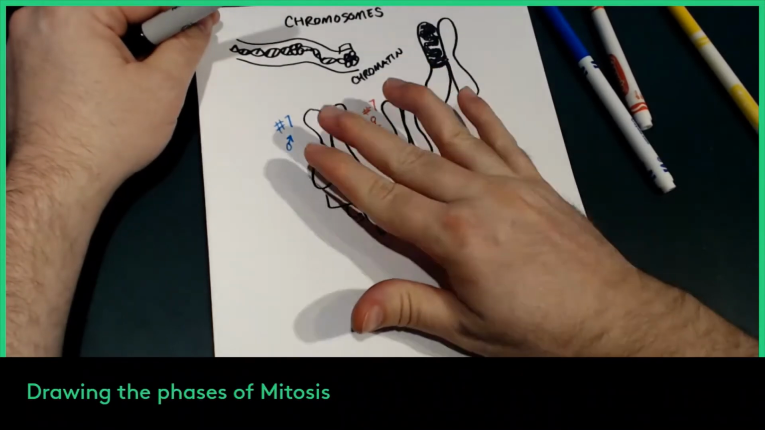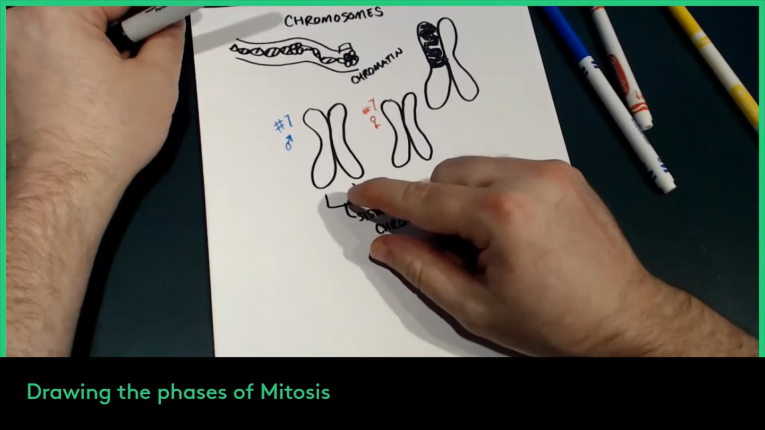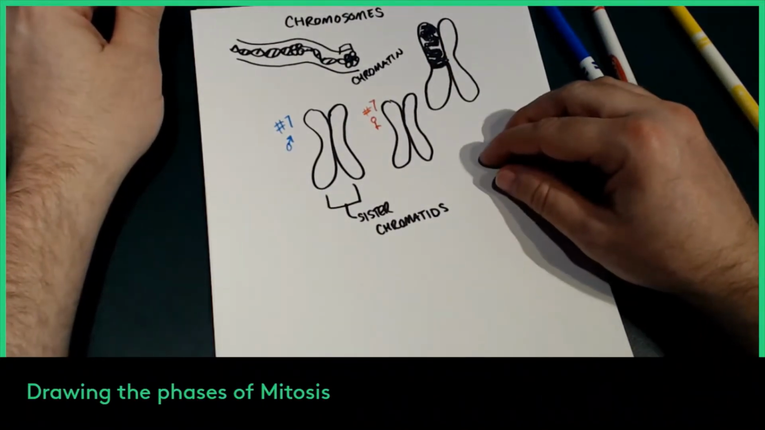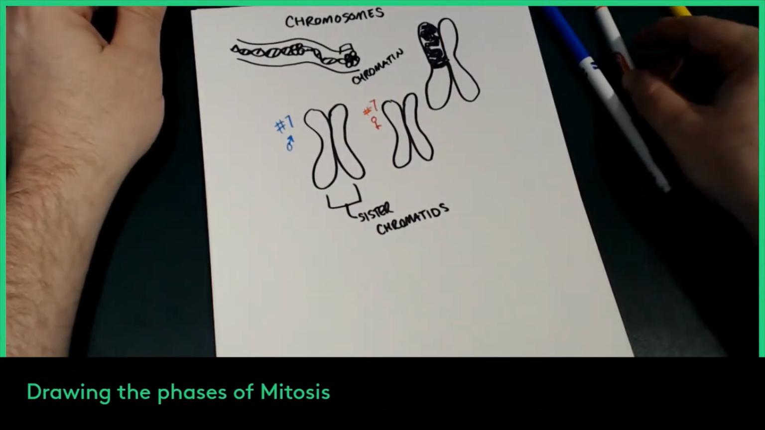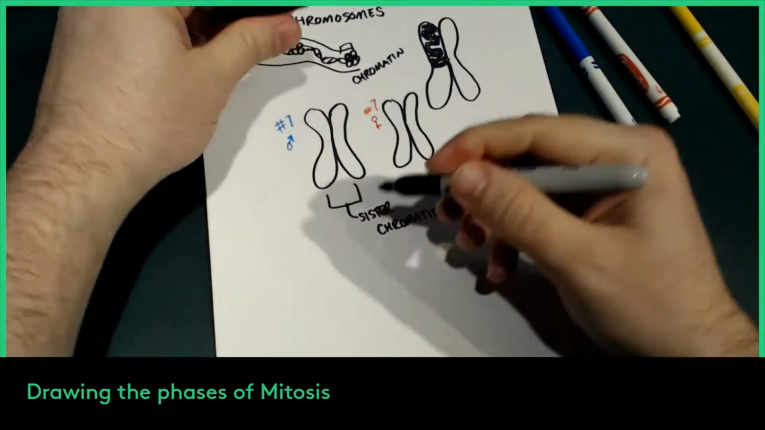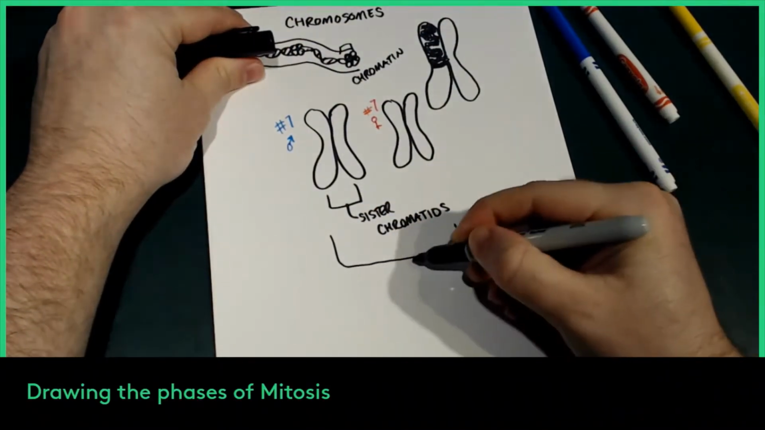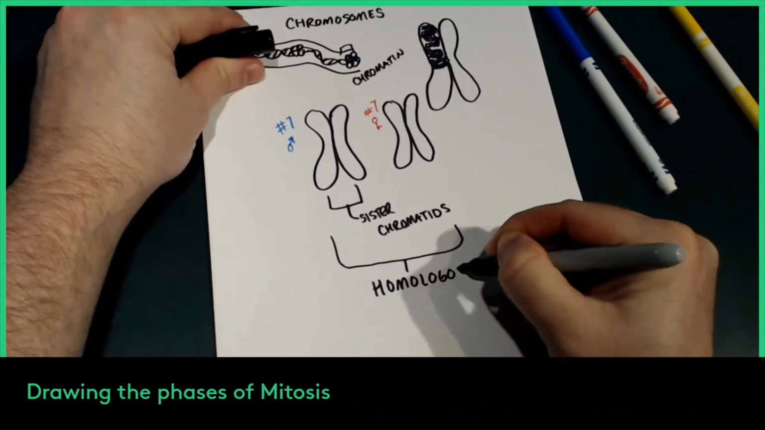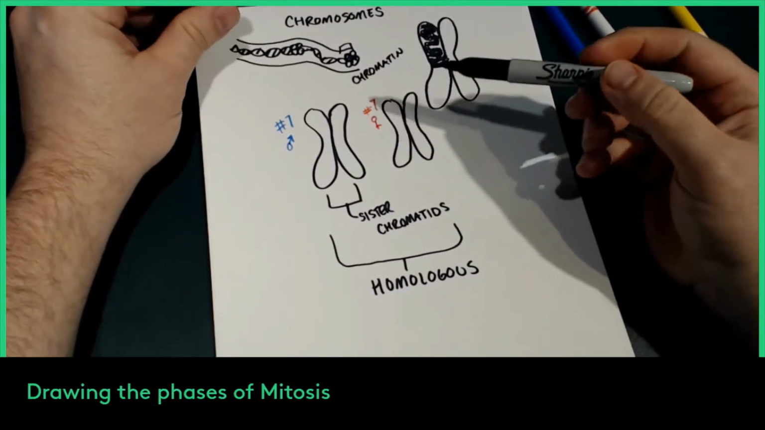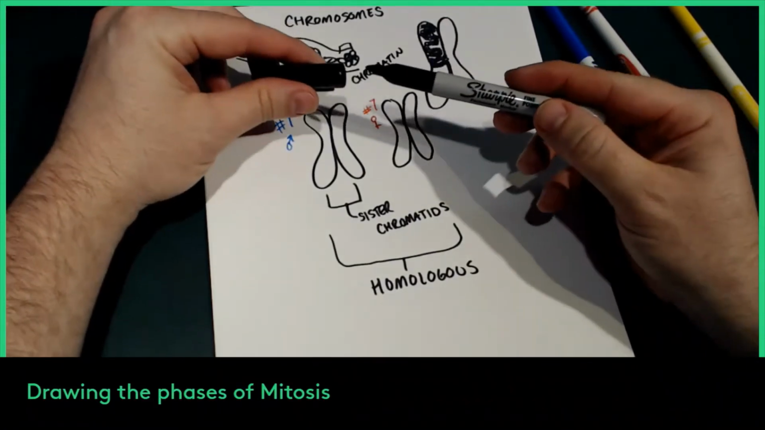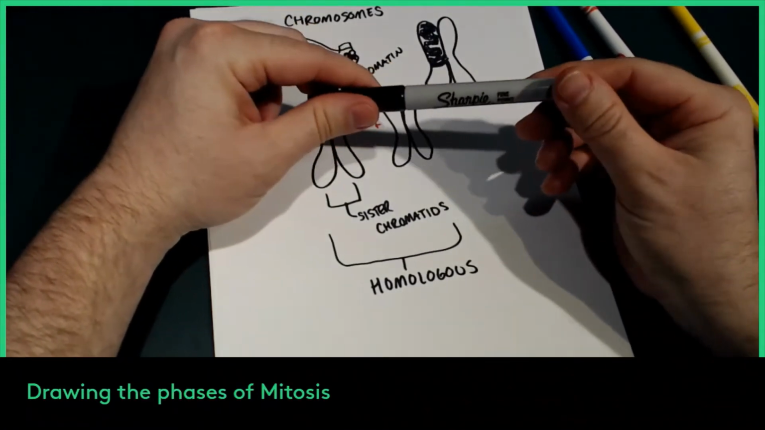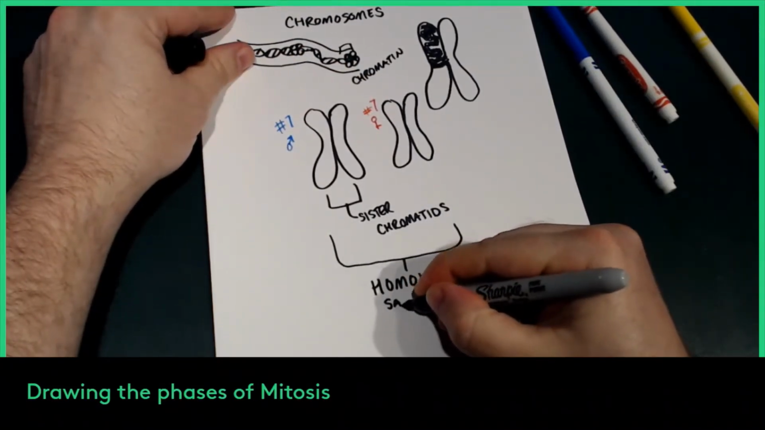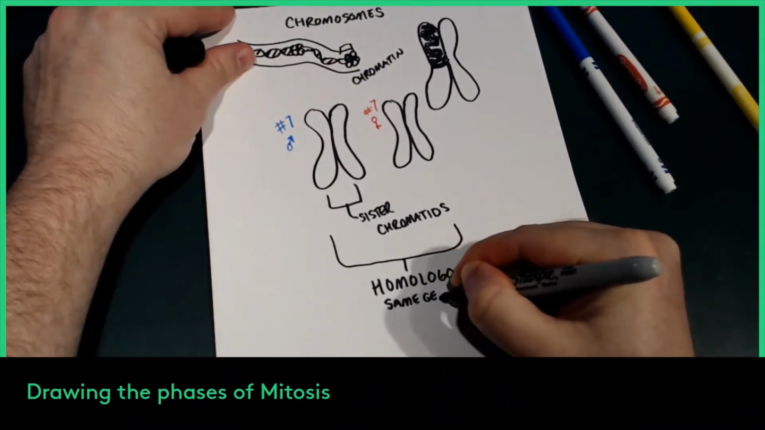One of them was paternal. This came in the sperm, one side of it did. And then this one came in the egg from my mom. That's maternal. Together, these chromosomes are what we call homologous. This is a homologous pair right here. So homologous chromosomes means that the genes are the same. So I'm just going to write same genes.